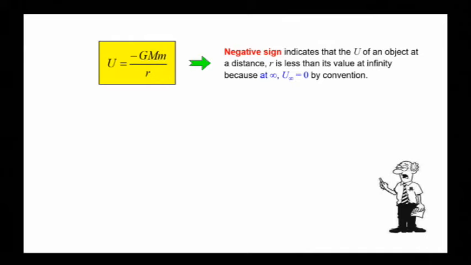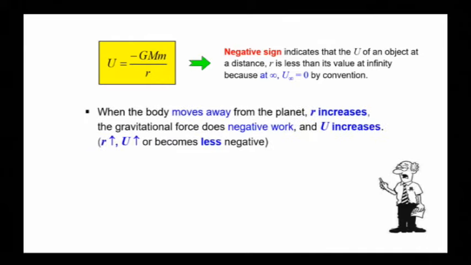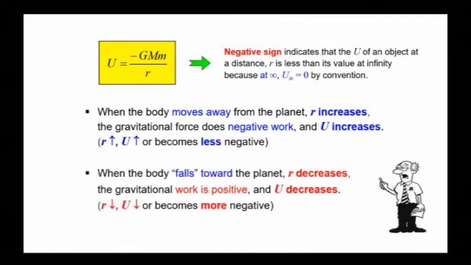Let's take case 1. When the body moves away from the planet, r increases. The gravitational force does negative work, and gravitational potential energy increases or becomes less negative. For case 2, when the body falls towards the planet, r decreases. The gravitational work is positive, and gravitational potential energy decreases or becomes more negative.